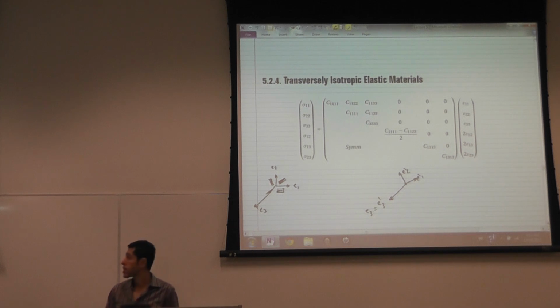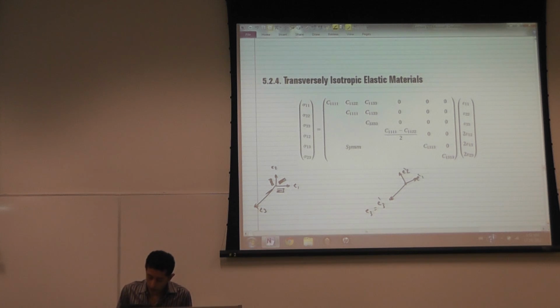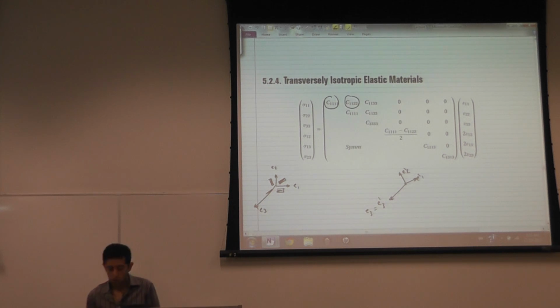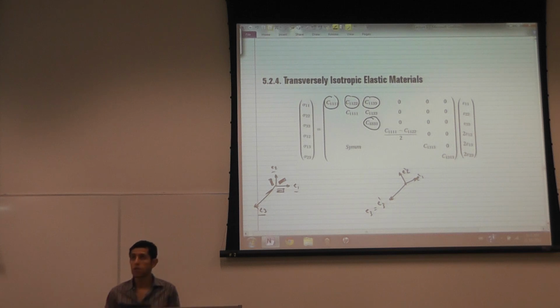Now, by doing this, you figure out that we actually need only 5 constants to describe this material. Two constants represent Young's modulus and Poisson's ratio in the plane of isotropy, which is E1 and E2. Another constant represents the Poisson's ratio between E3 and the plane of isotropy. Another constant tells me something about Young's modulus in the direction E3. So now we have 1, 2, 3, 4.